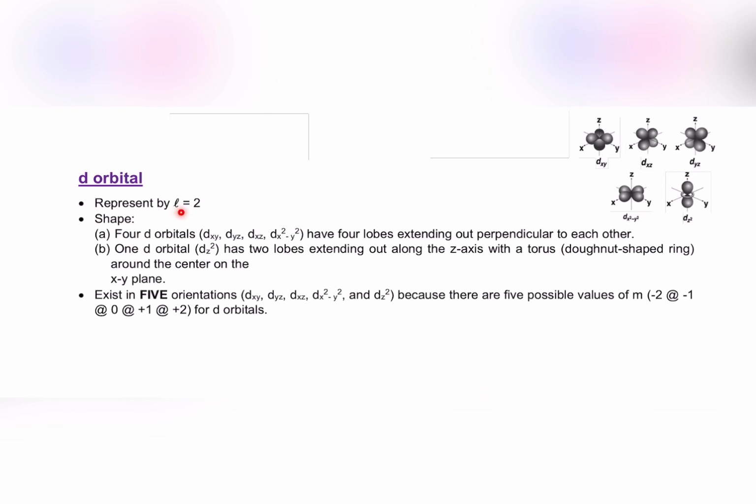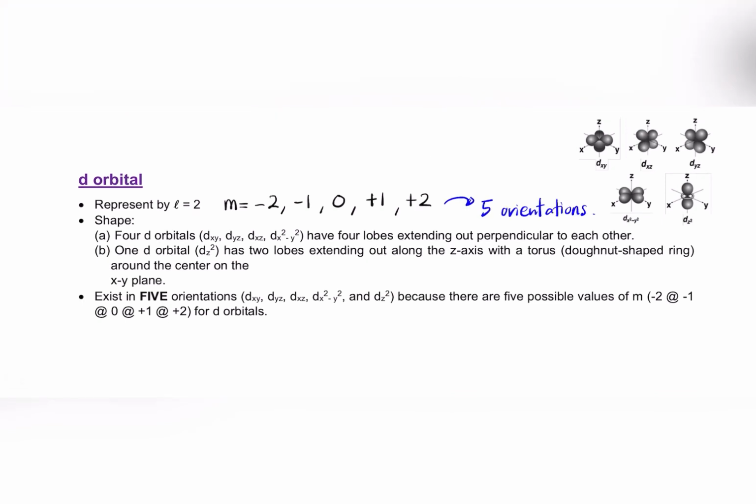We know it is represented by the value l equals 2. So from here, we can determine the m value for d orbital should be from -2, -1, 0, +1, and +2. You can see from here you got 5 different values. It means that it shows 5 orientations. So you can see from here you got 5 different shapes for d orbital because of 5 orientations.